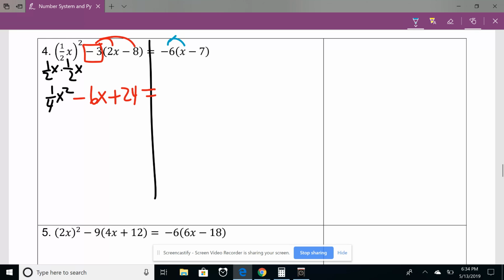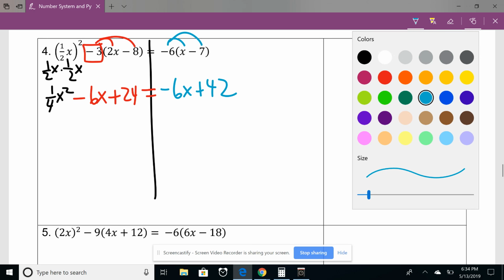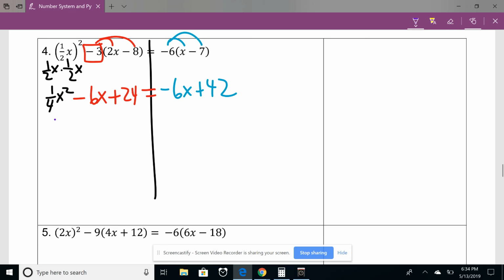On the other side, distribute the -6. So I get -6x. -6 times -7 is +42. There is only an x squared on this side. There's no x squared on this side. But what I can do is add 6x to both sides to cancel. If you notice that they have the exact same thing on both sides, you can just cancel those. You don't even have to add the 6x to both sides. To balance the equation, just cancel them both out.